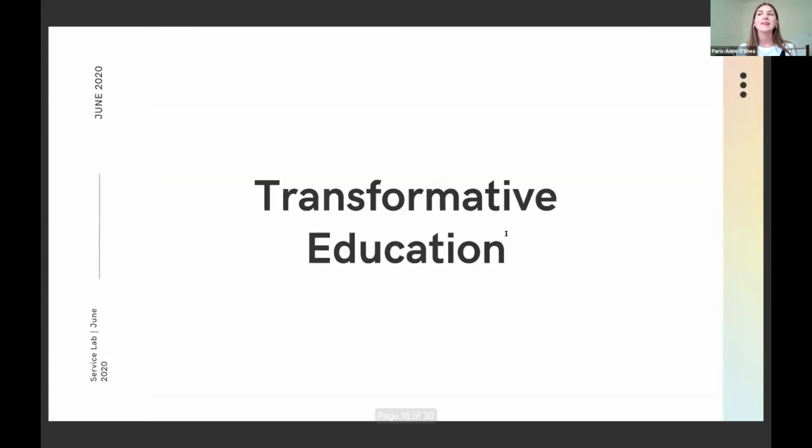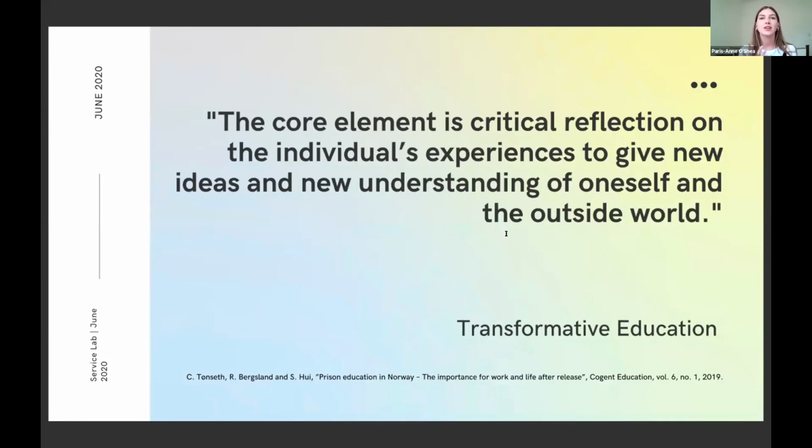And finally, something that was going to be so crucial to this new education system that's engaging and inspiring is for it to be transformative. So you're trying to change these young people's perspectives and values around education. And the core element of this is critical reflection on the individual's experiences to give new ideas and new understanding of oneself and the outside world. So this idea of critical reflection, really evaluating your environment and the things that are important to you.